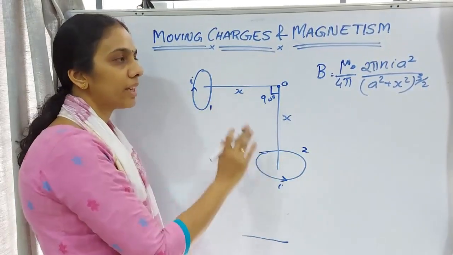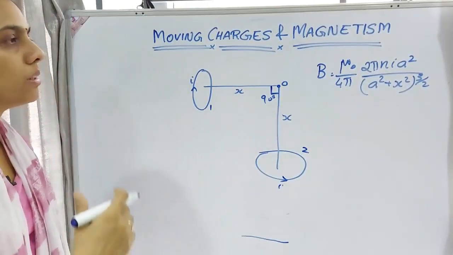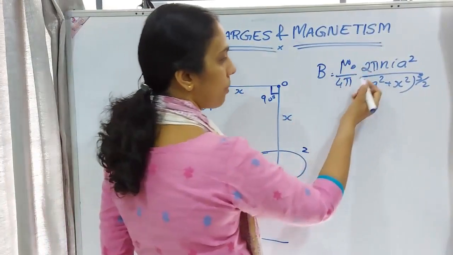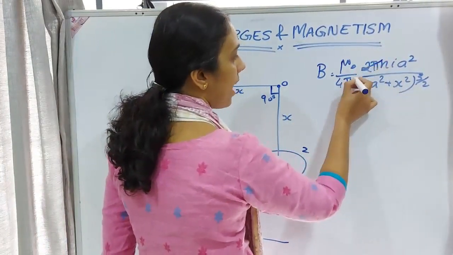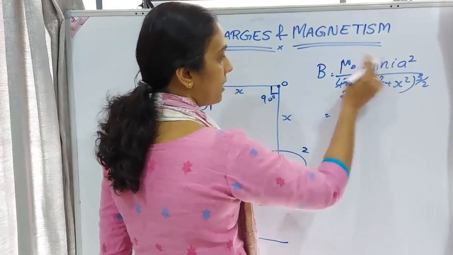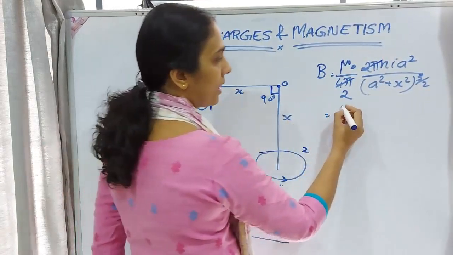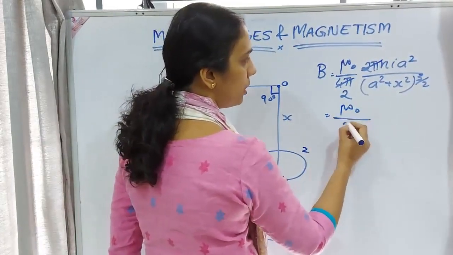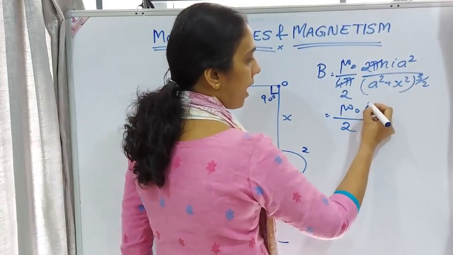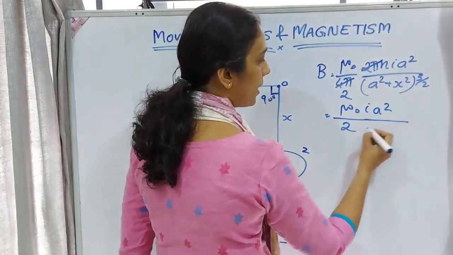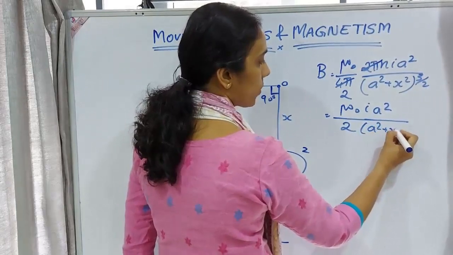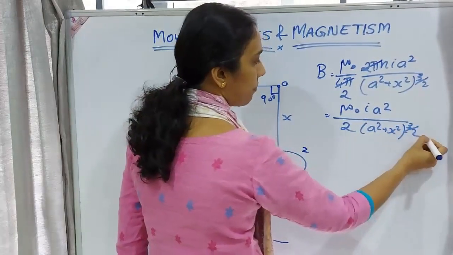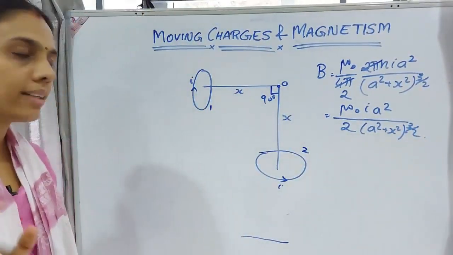Here we don't have any values, right? So instead of this mu 0 by 4 pi and all, we can cancel and we will get 2 here, and here only one coil is there. That's why mu 0 by 2 into I a square divided by a square plus x square the whole power 3 by 2. This is the formula for finding out the magnetic field.